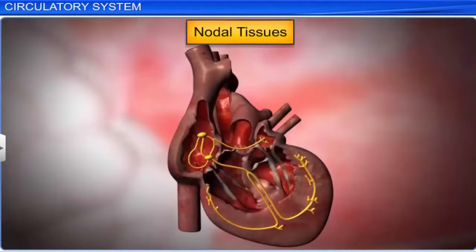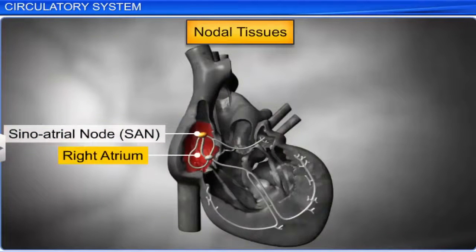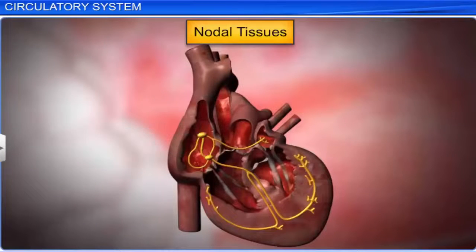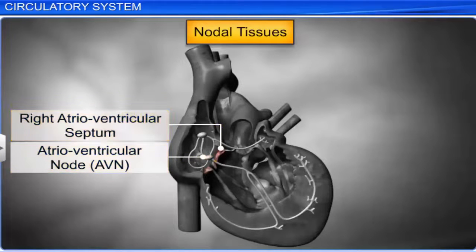The first nodal tissue, the sinoatrial node or SAN, is present in the top right corner of the right atrium. On the other hand, the second nodal tissue, the atrioventricular node or AVN, is present in the bottom left corner of the right atrium near the atrioventricular septum.